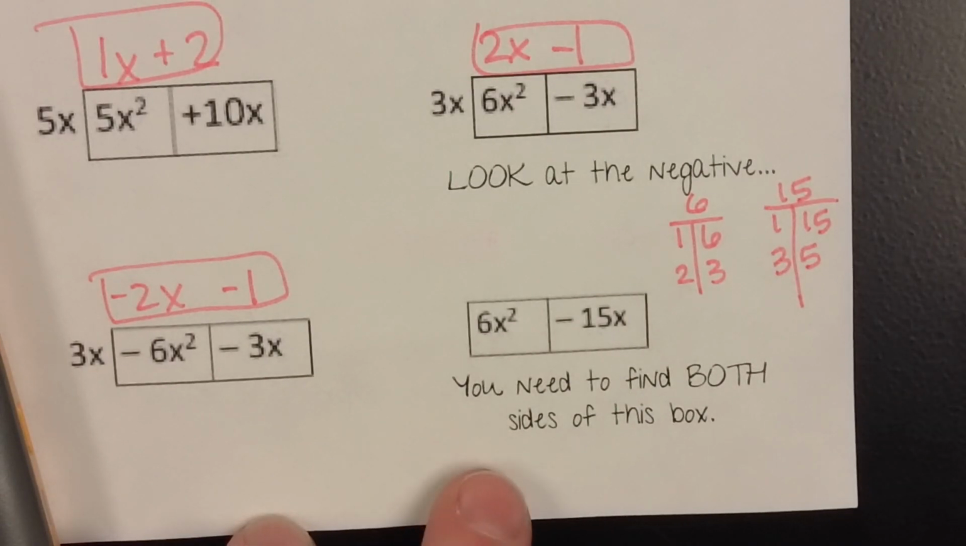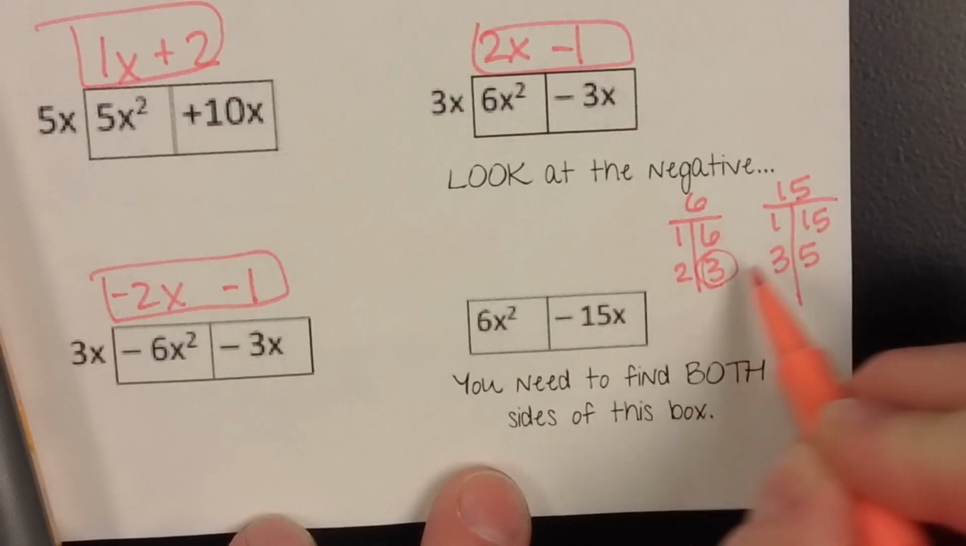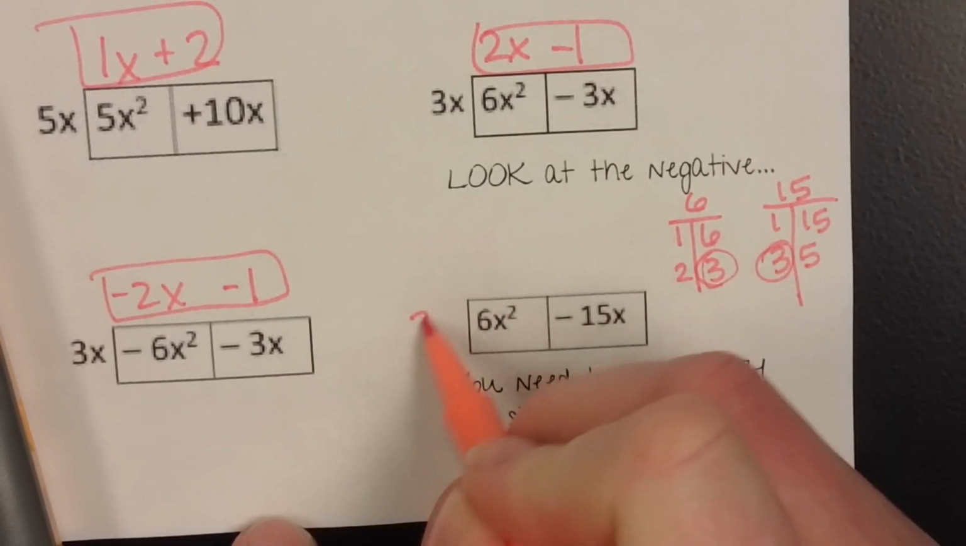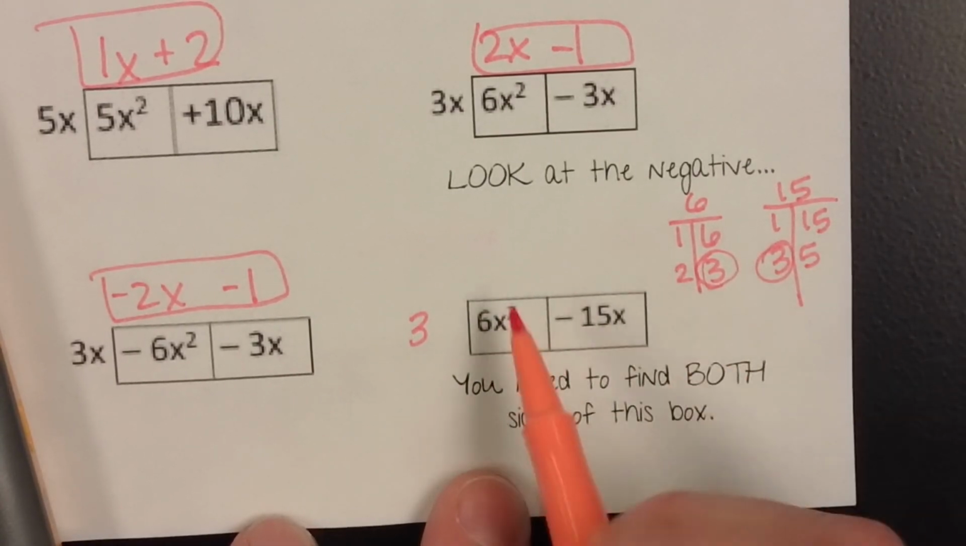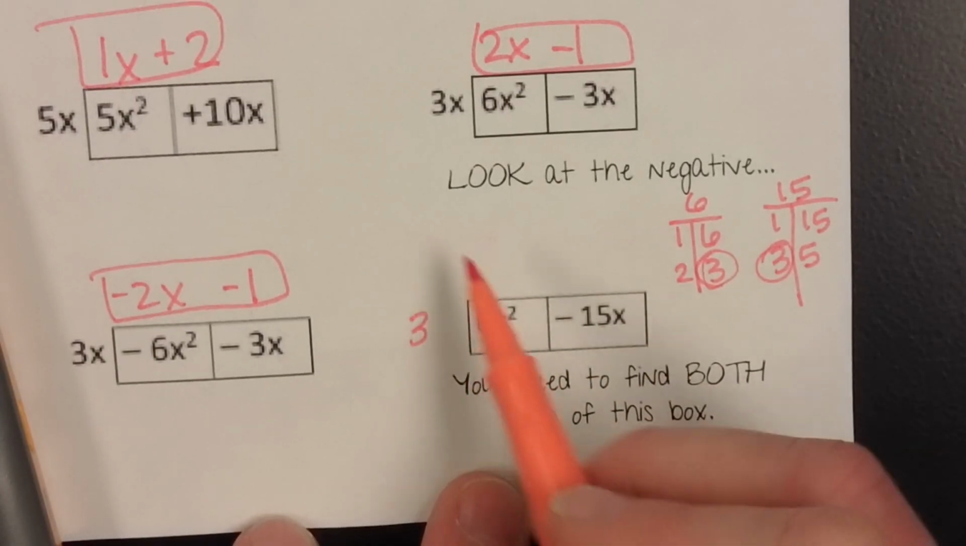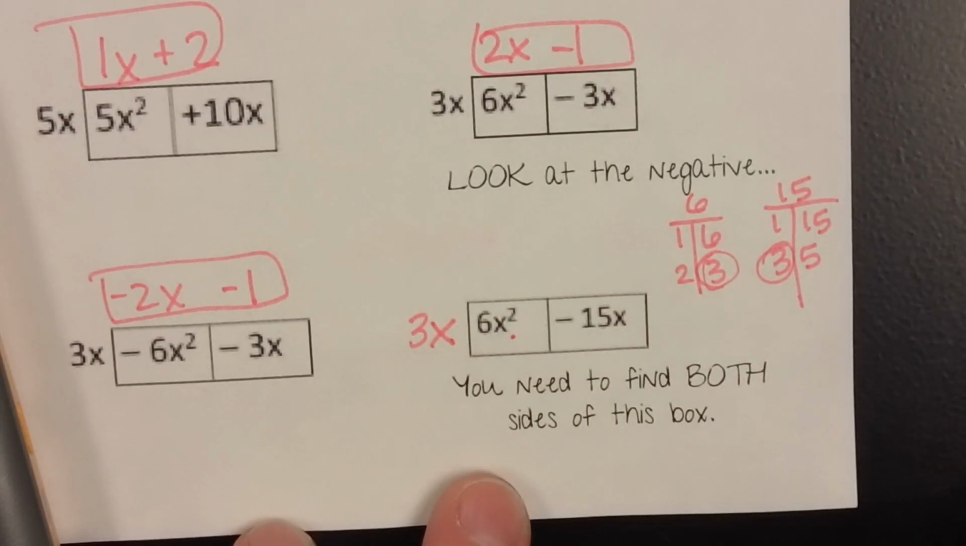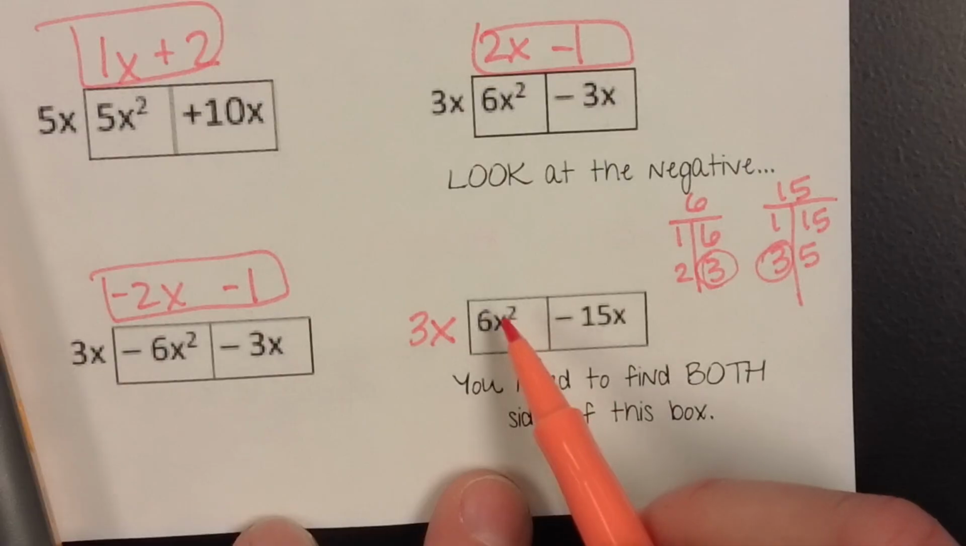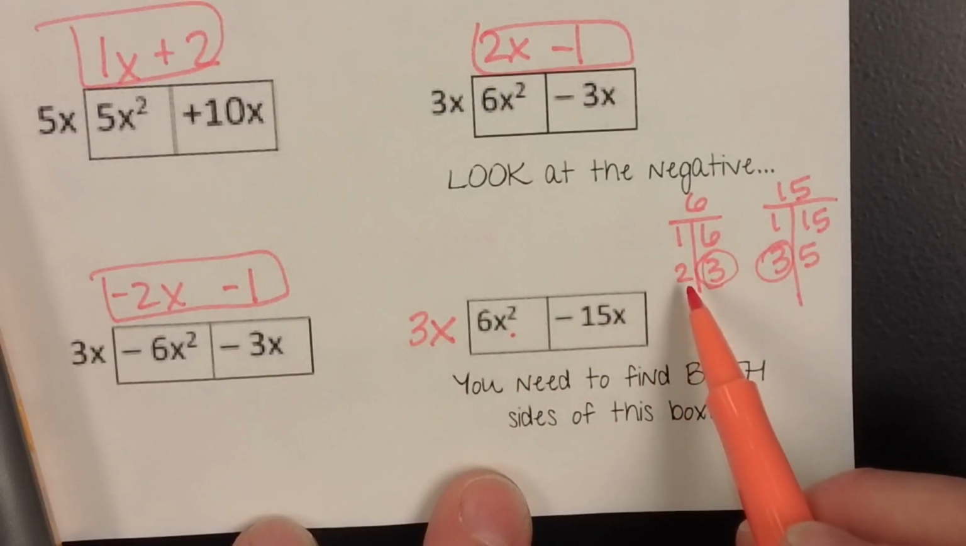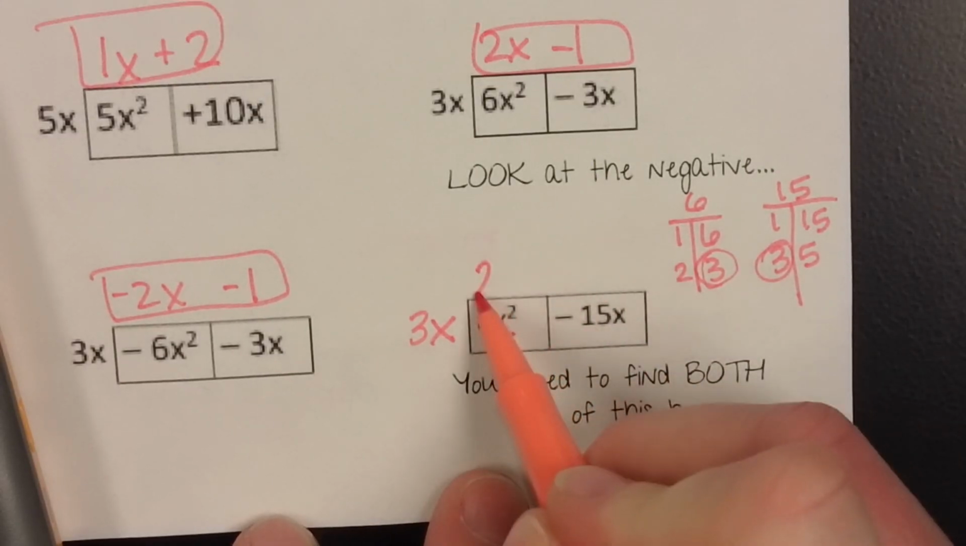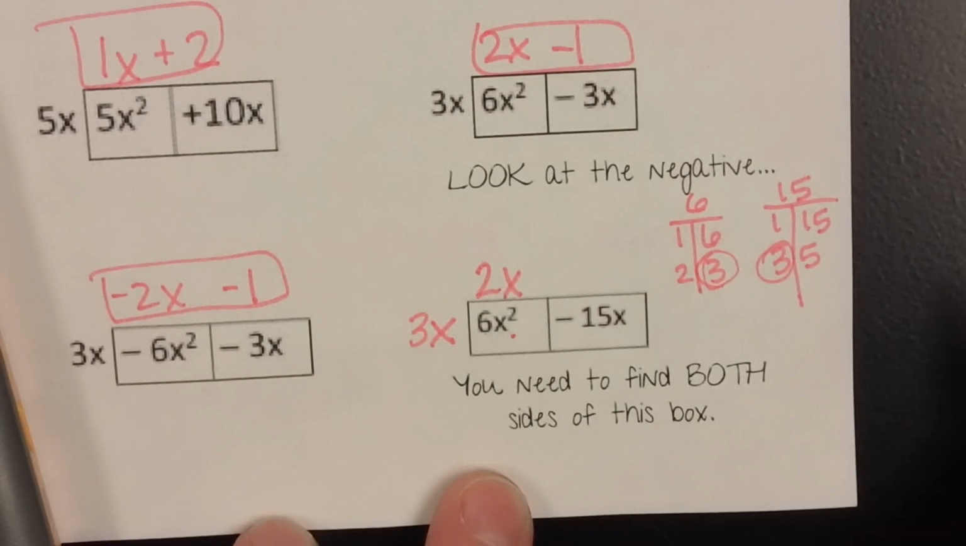What do they have in common? What number do they have in common is what we want to figure out. Well, they have a 3 in common. So this is going to go here on the outside. Notice how they both have an x. So we're going to put an x on the outside. And now we can figure out 3 times what gives us 6. Well, we already have that answer here. 3 times 2. And we know it has to have an x.